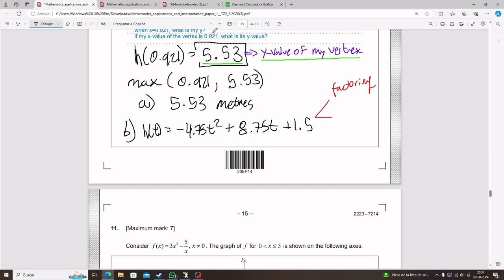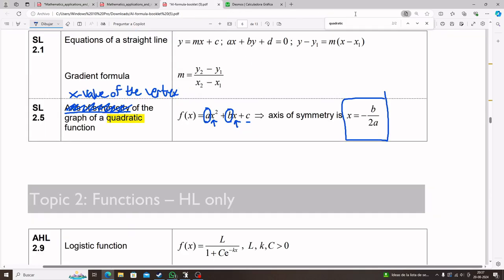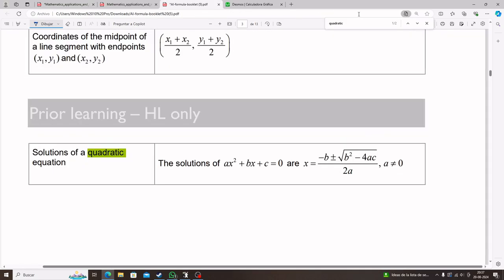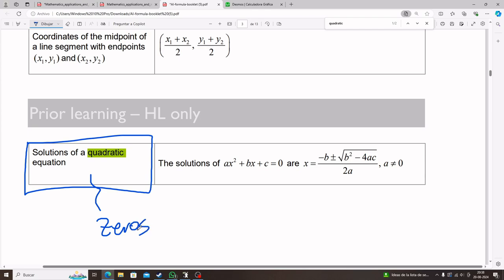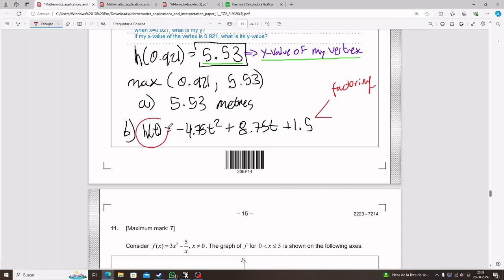The other tool you can do, that's actually in your formula booklet, which is the other formula for quadratic, is this right here. Solutions of a quadratic equation really just makes reference to the zeros, okay? Notice how this equals 0. Why would it equal 0? Why would it make this equal 0? Because if that equals 0, then you're basically asking your function, when y equals 0, what is x?